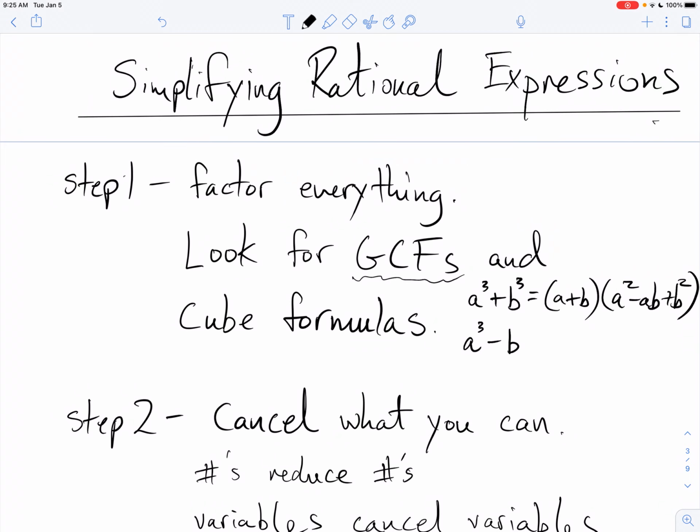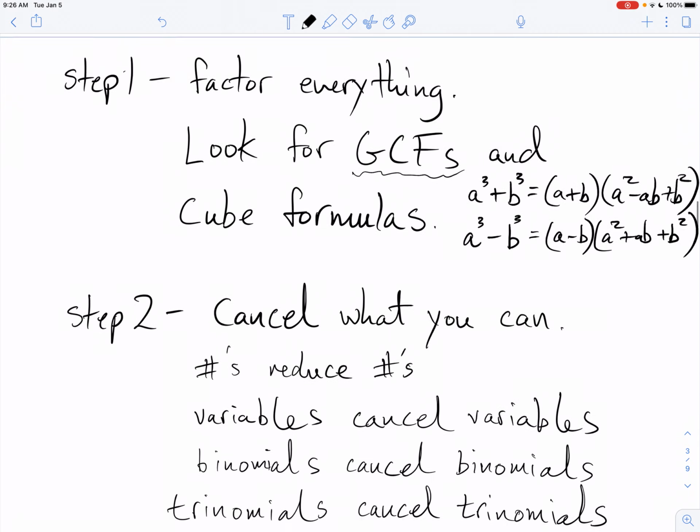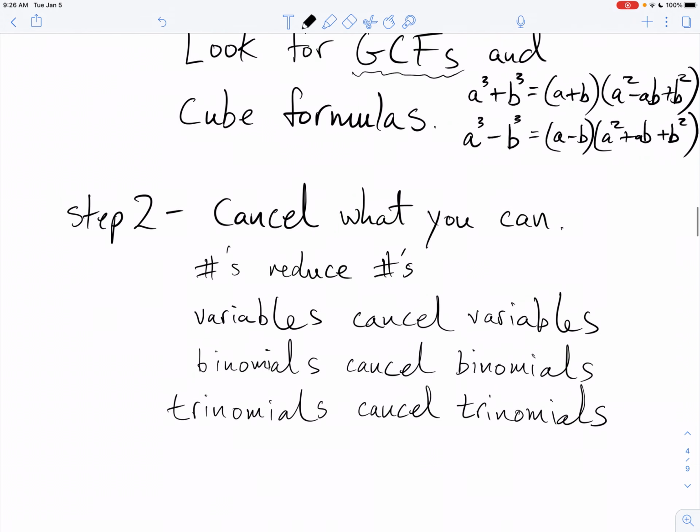And if we have something cubed take away another thing that's cubed, it will break down like this. It's just a formula, and we actually just went over that in the previous video. So look for that stuff first. You're going to factor everything, and when you factor stuff, then you are going to cancel what you can.